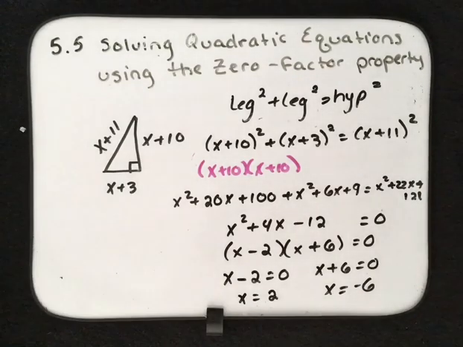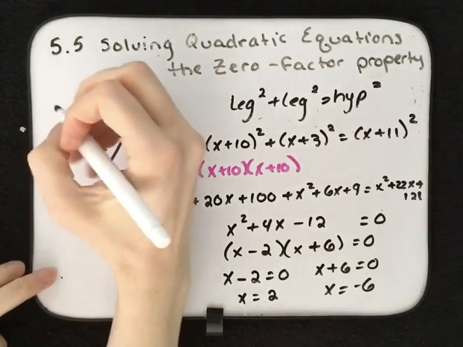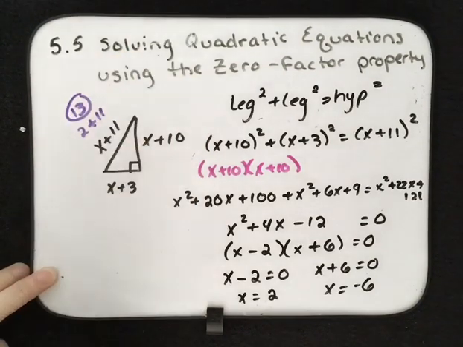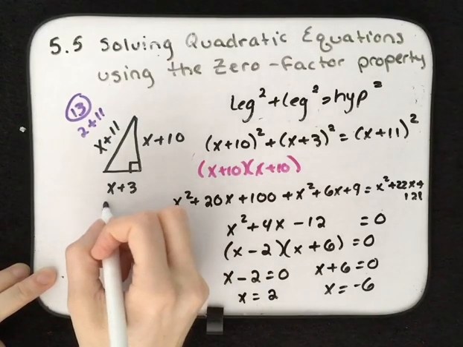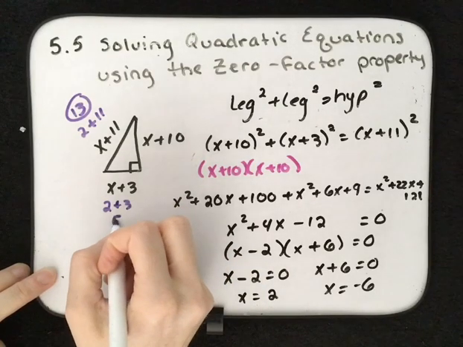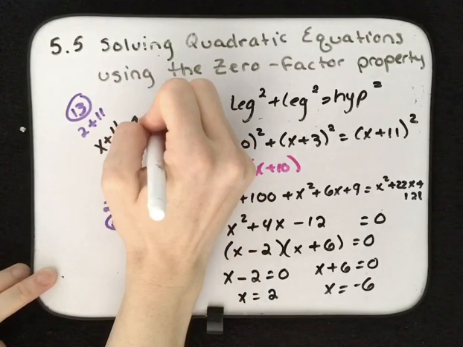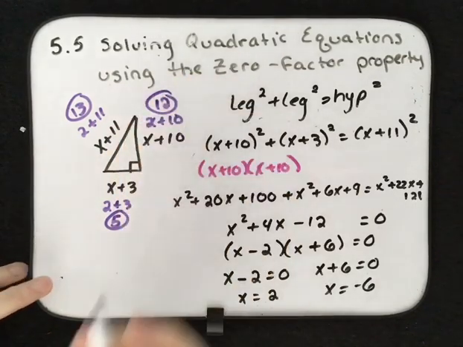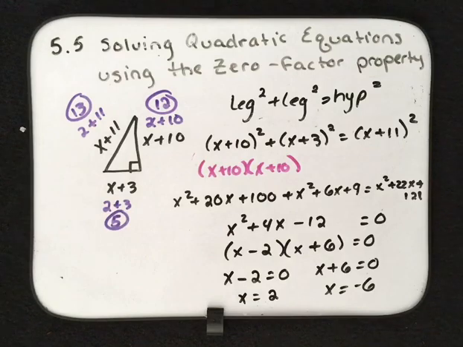Now let's look at this in the context of our question. If we have x equaling 2, we can put our 2 right here. So we'll have 2 plus 11, that gives us 13. 2 plus 3 gives us 5. And here we would have 2 plus 10, that gives us 12. So the lengths of the sides would be 5, 12, 13.